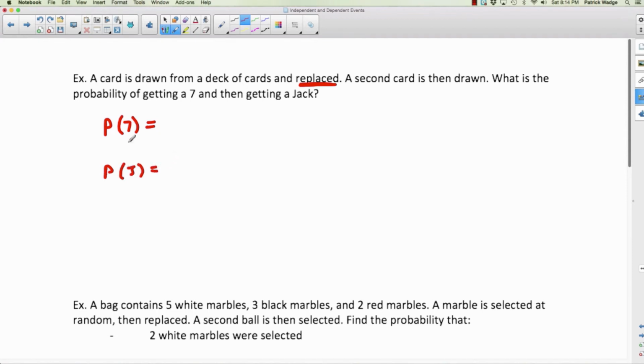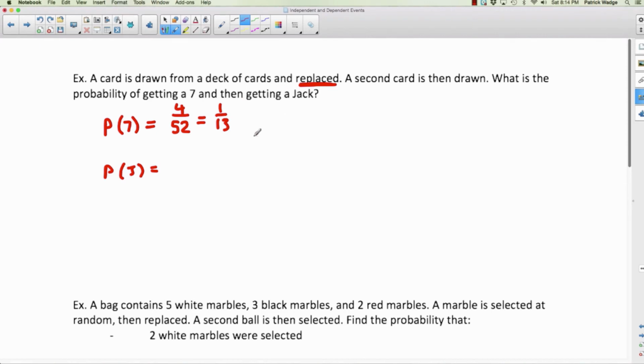How many sevens are there in a deck of cards? There's 4: a 7 of hearts, a 7 of spades, a 7 of diamonds, and a 7 of clubs. So there's 4 favorable outcomes. How many outcomes total when you deal with cards? 52. There's 52 cards in the deck. And remember, you can simplify this. Might as well do it, make it a little bit easier for the next step. 4 over 52, you can divide them both by 4. You get 1 out of 13.